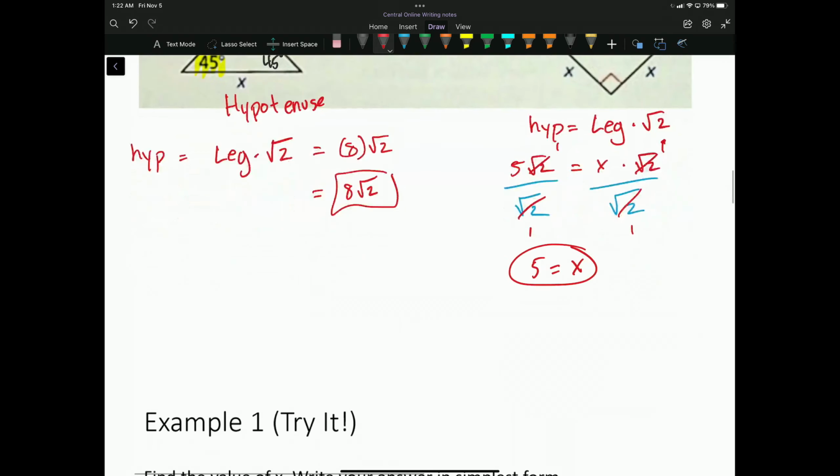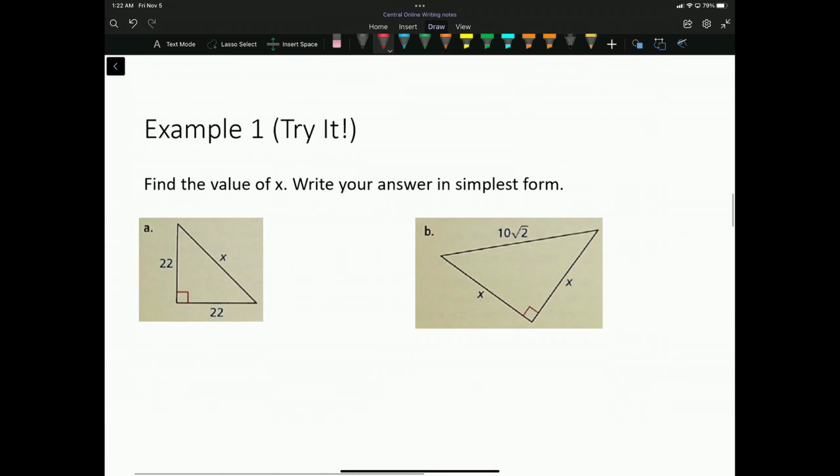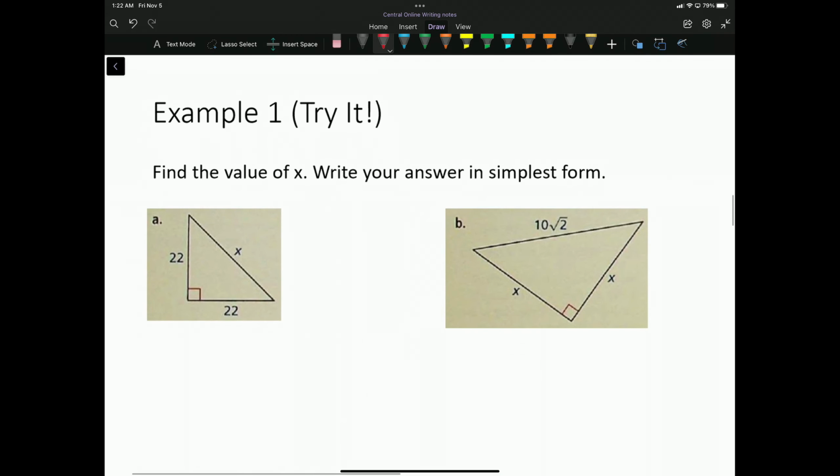All right. I want you to try these two problems on your own now. Start with letter A and then go to letter B. Give them a shot. Okay, so again, remember our formula. We're just using hypotenuse equals leg times the square root of 2.